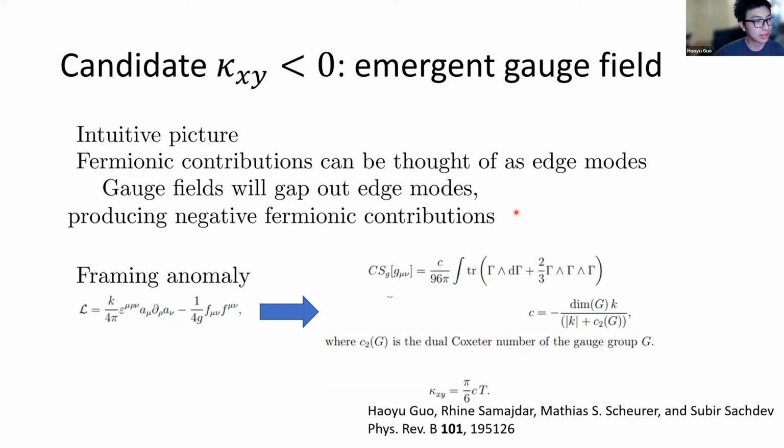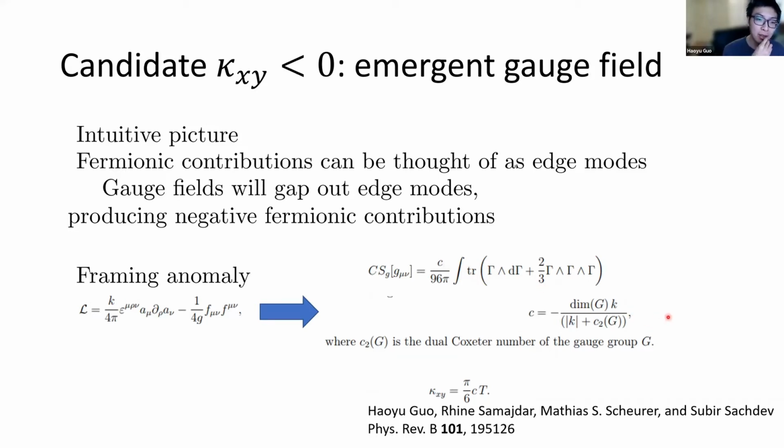So more formally, this negative kappa xy physics can actually come from the so-called framing anomaly of a Chern-Simons gauge theory. It was first studied by Witten. Basically, the story is that if you take the following Maxwell Chern-Simons theory, and you consider how you couple these gauge fields to some background geometry and then integrate out those gauge fields, what you will get is a gravitational Chern-Simons term with a chiral central charge c that's given by this formula here.